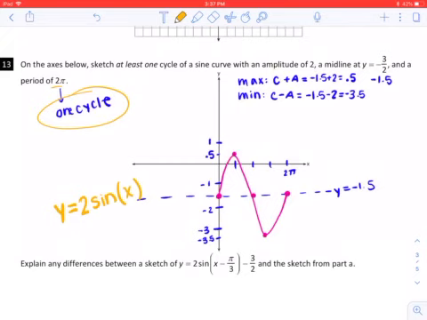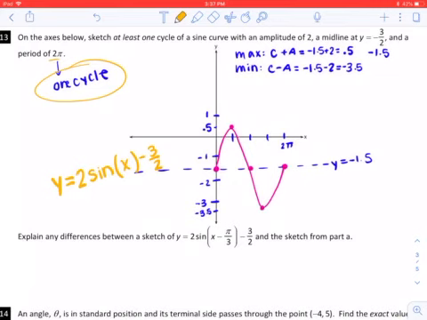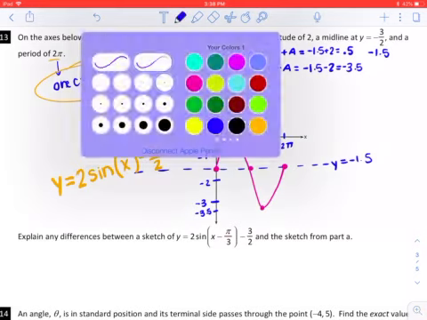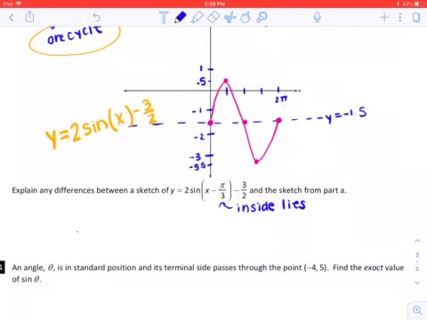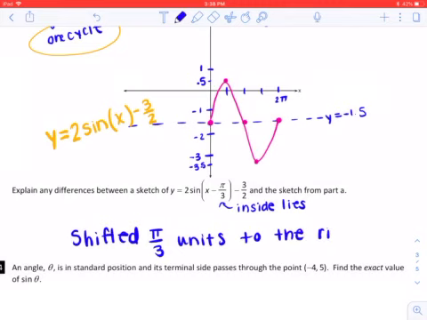And then our midline. The only difference between that and the equation we have below is I now have this minus pi over 3. And if you remember, we talked about this in part 1 of this video, your inside lies and it dictates if it's moving left or right. Since it's a minus, it's lying, it's going to the right. So this is just shifted pi over 3 units to the right.